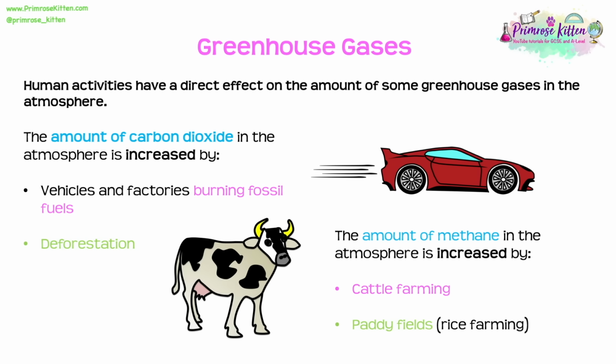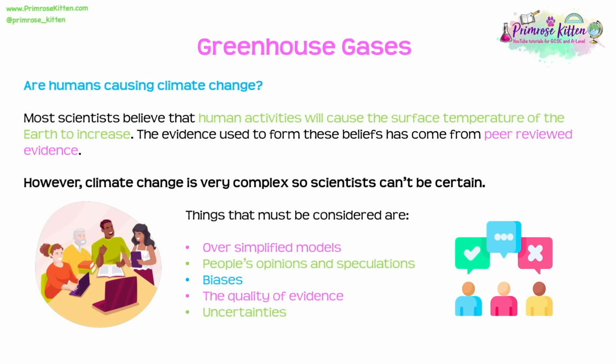Human activities have a direct effect on the amount of some of the greenhouse gases that get released into the atmosphere. So if we first think about carbon dioxide, the amount of carbon dioxide in the atmosphere can get increased by several human activities. These include the burning of fossil fuels in vehicles and factories, and deforestation. Now let's think about the amount of methane in the atmosphere. This is increased by cattle farming and paddy fields or rice farming. So we need to be able to answer the question, are humans causing climate change?